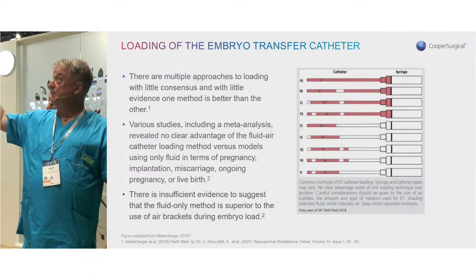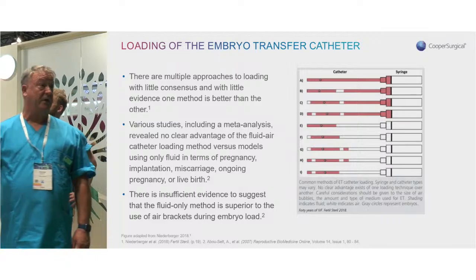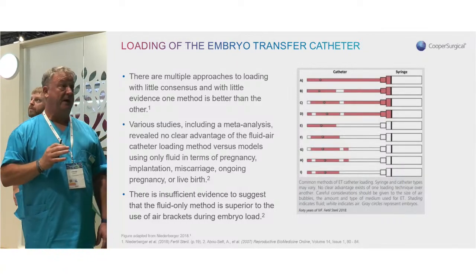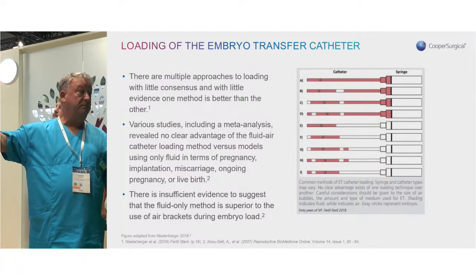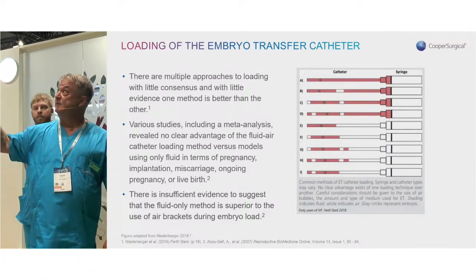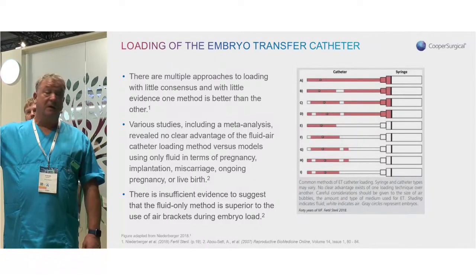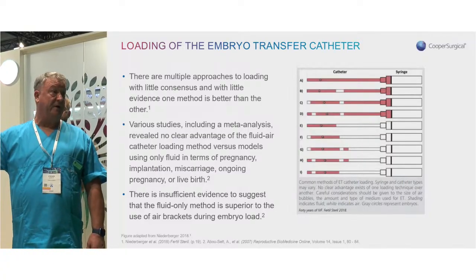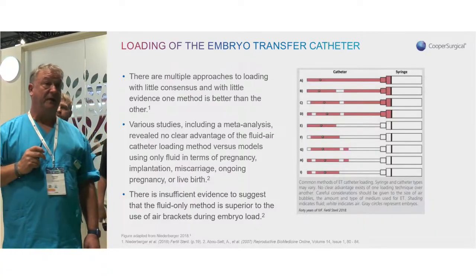So it doesn't matter whether you load A, B, C, D, etc. They all give the same result. But there are some considerations within that. One of the key factors is the volume of the drop that the embryo sits in. So whichever of these techniques you use, you'll see from the diagram that the column that the embryo sits in is the same in every scenario. So volume of transfer medium is a key factor.